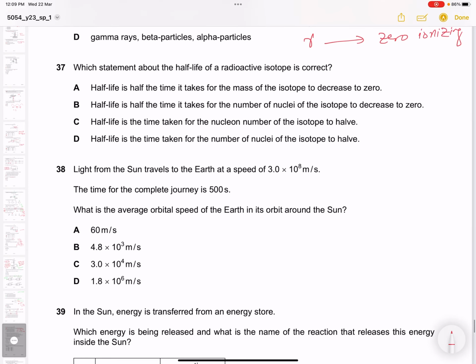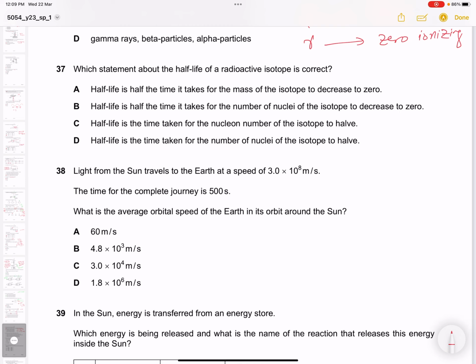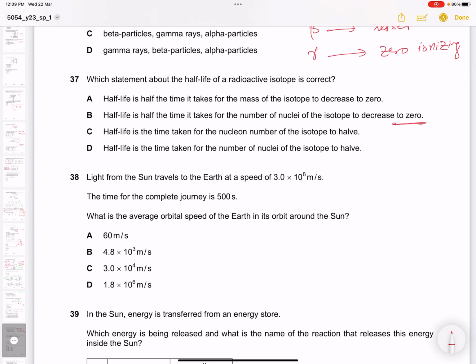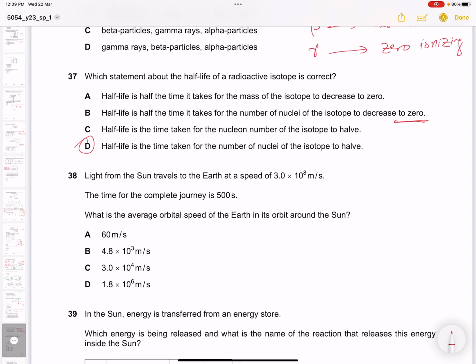Next question, which statement about the half-life of a radioactive isotope is correct? Basically, here they are asking the definition of half-life. Half-life is the time it takes for mass... no, it is not related to the mass. Half-life is half the time it takes for the number of nuclei to decrease to 0? No, it's basically the time for the number of nuclei to decrease to half. So option D is the correct one: half-life is the time taken for the number of nuclei of the isotope to halve. Option C is also not correct, since they are asking about nucleon number. No.